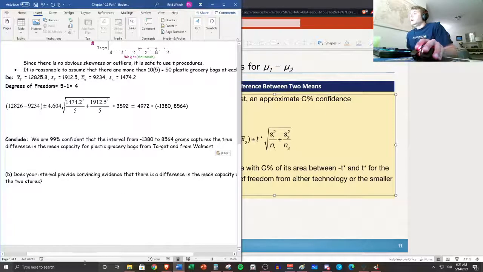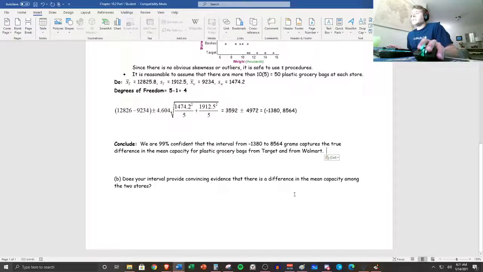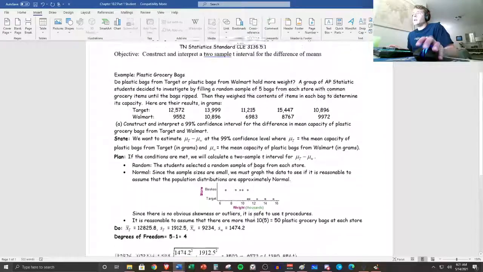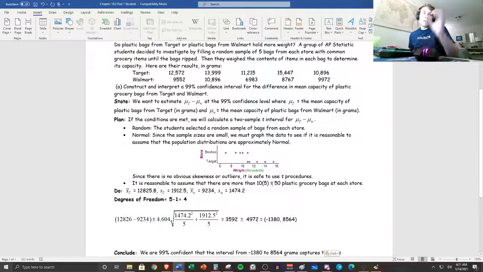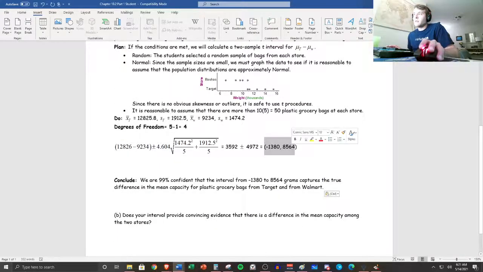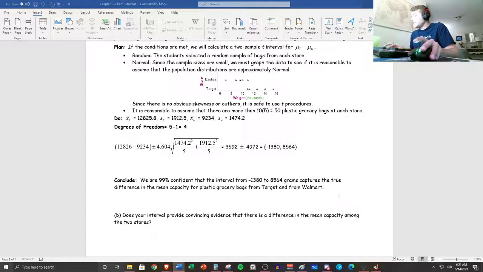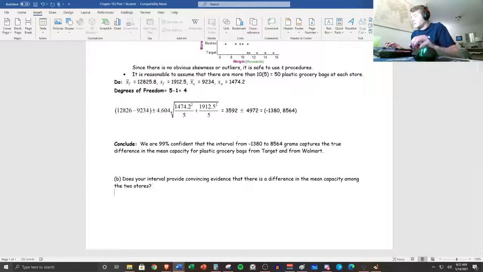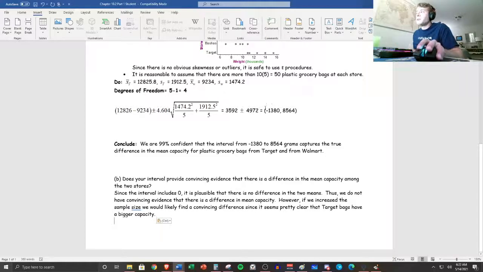Okay. So now we're at the last part, and it says, does your interval provide convincing evidence that there is a difference in the mean capacity among the two stores? Well, if there is no difference, that means we're talking about 0, right? And is 0 inside of this interval? Yes, it actually is. So that's what we're going to say. Since the interval includes 0, here's the interval, it is plausible that there's no difference in the two means. Thus, we do not have convincing evidence that there's a difference in mean capacity.